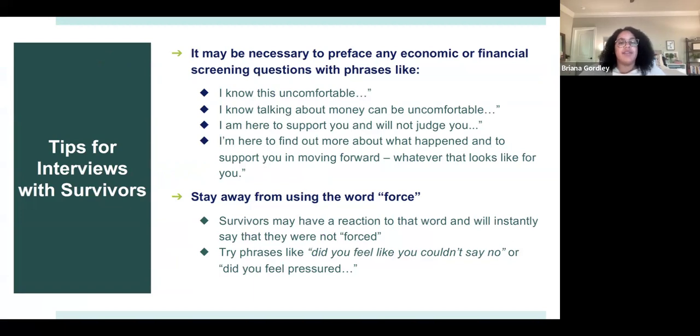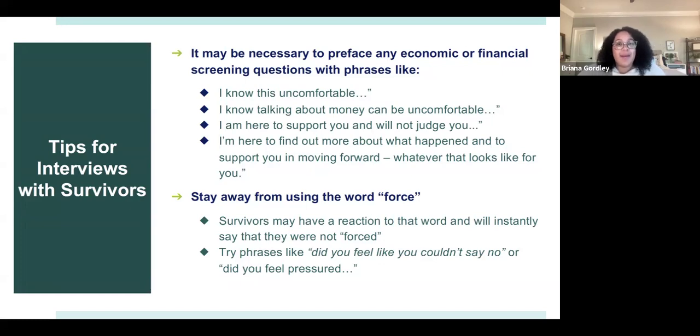And so a few tips when you're interviewing survivors and starting the screening process: it's probably important to preface any economic or financial questions with phrases like, "I know this is uncomfortable," or "I'm here to support you and will not judge you." Statements like these can help calm a survivor, especially when you're going to start talking about finances.